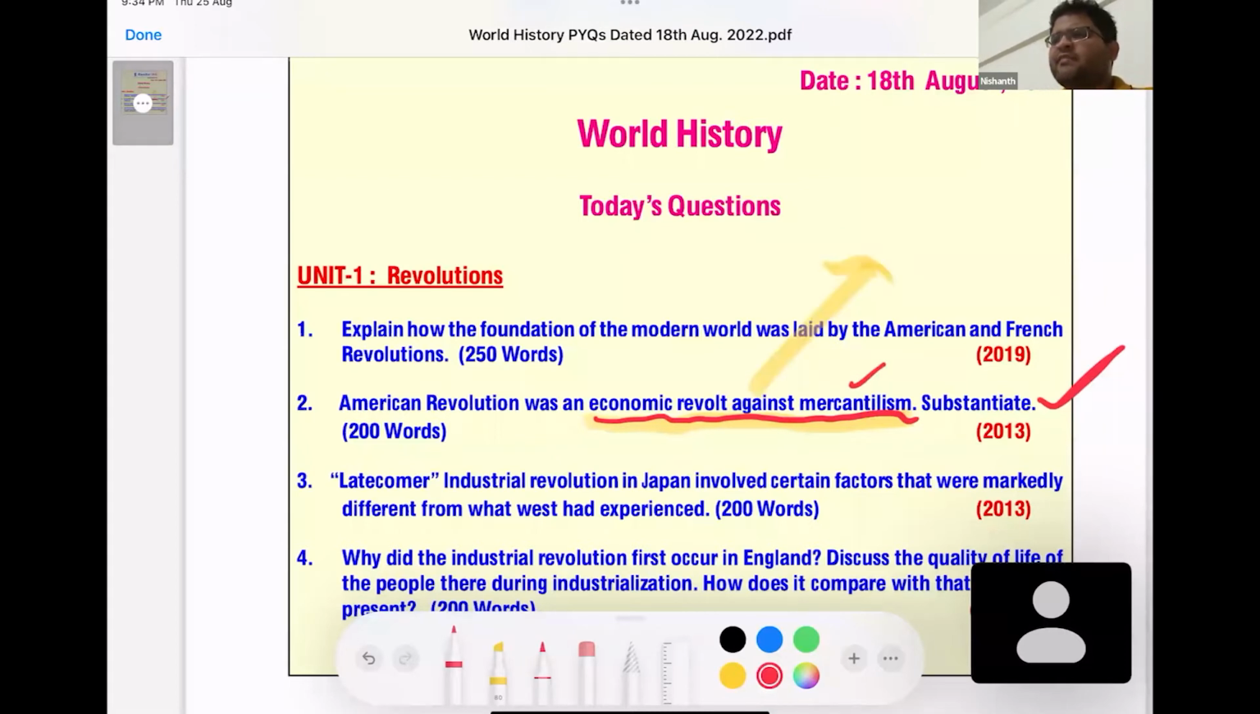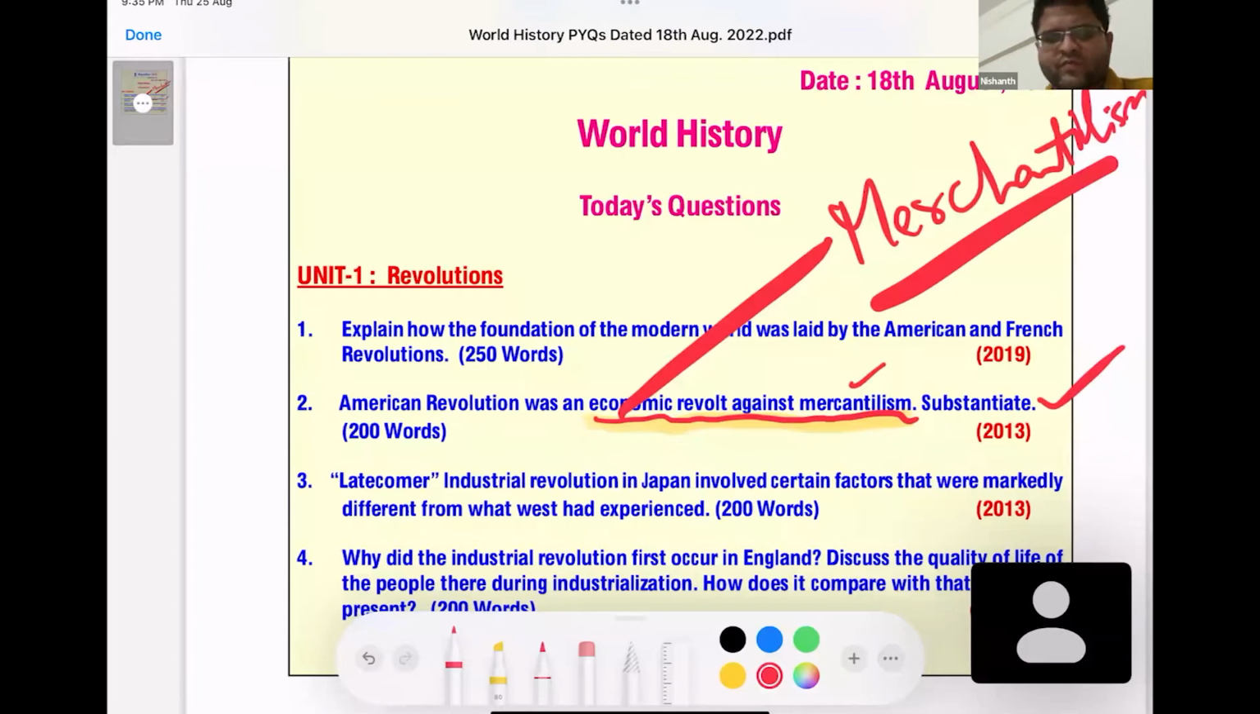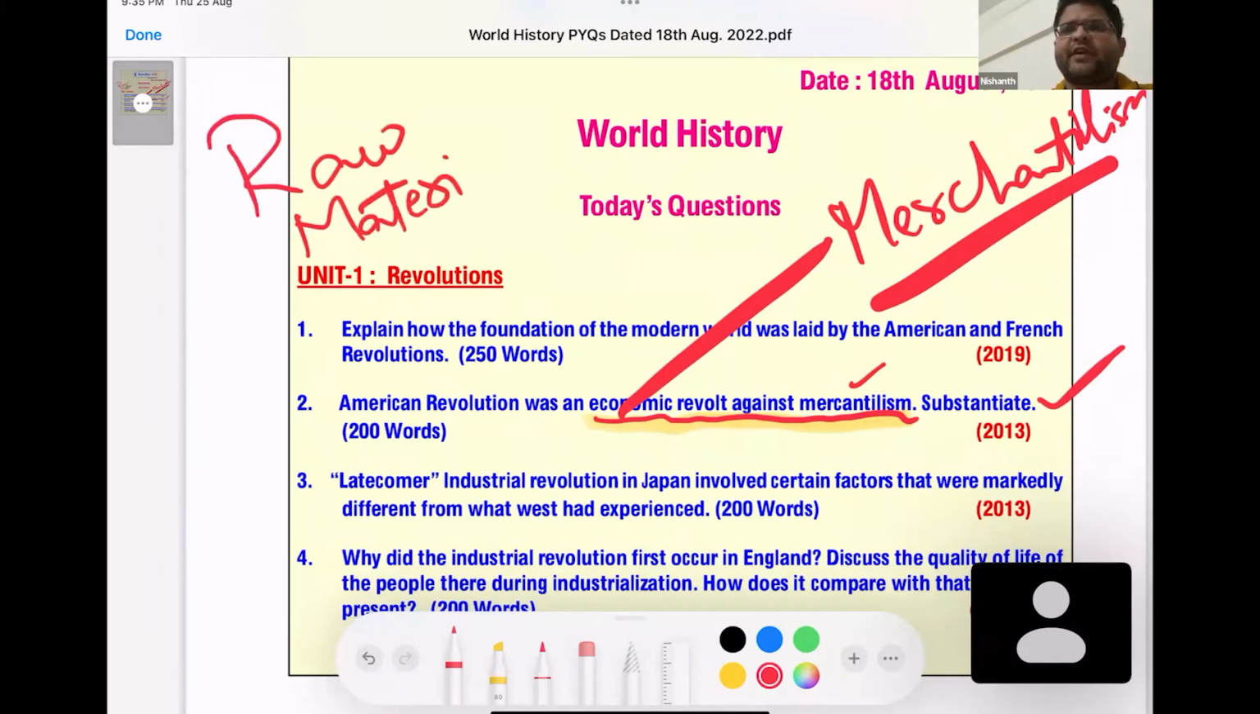What is mercantilism, anyone? What do you mean by mercantilism? Am I audible? Yes, sir. Using other countries as our import, as our export destination. Basically using other countries as a main reason for availability of raw material.